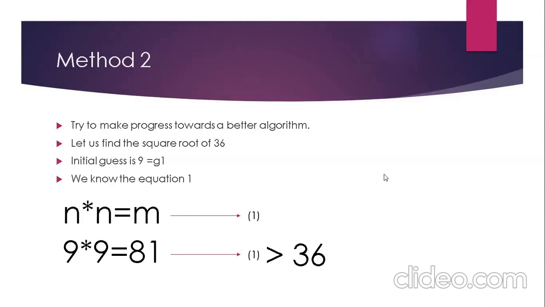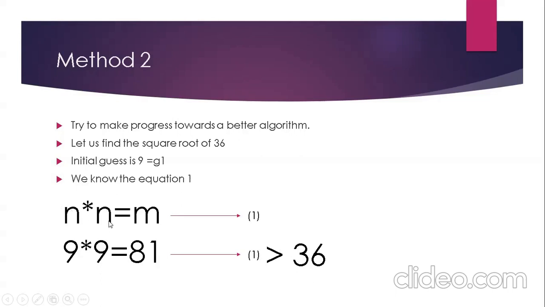So how is this method going to work? To understand this method, we will look into the same example that we used in method 1. That is, we want to find the square root of 36. Initially, we had to guess a number. So we're going to guess the number as 9. And the number that we guess initially, the variable that we assign to is g1. Just giving you a hint, because it will be easy for you to understand the algorithm. What is n? n is actually the guessed number.